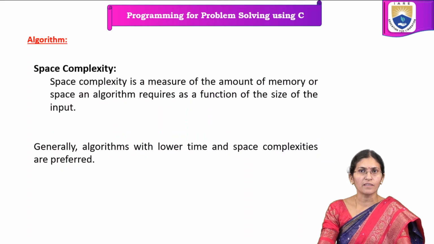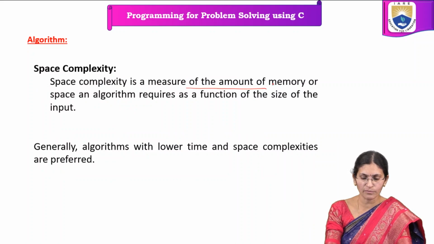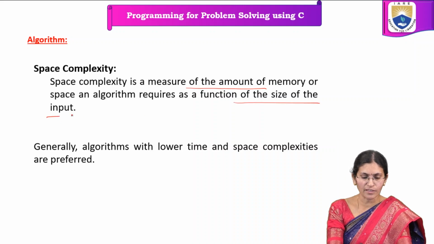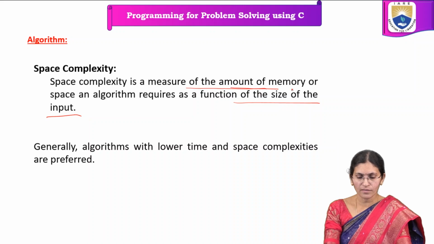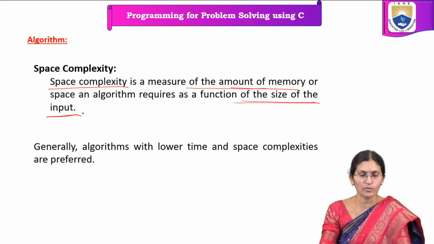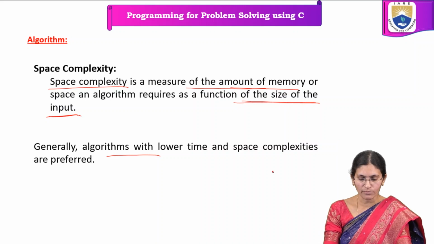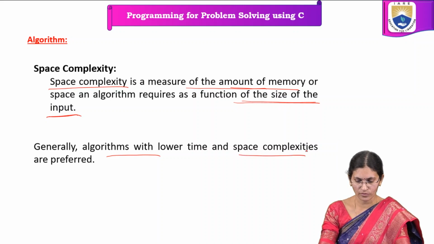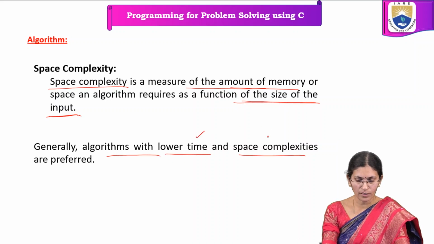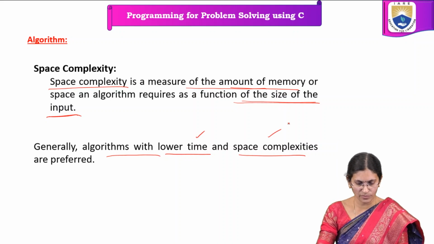Next one is space complexity. Space complexity is a measure of the amount of memory or space an algorithm requires as a function of the size of the input. This is the definition of space complexity. Generally, algorithms with lower time and space complexities are preferred. Thus, the algorithm which has low time complexity and low space complexity is preferred.